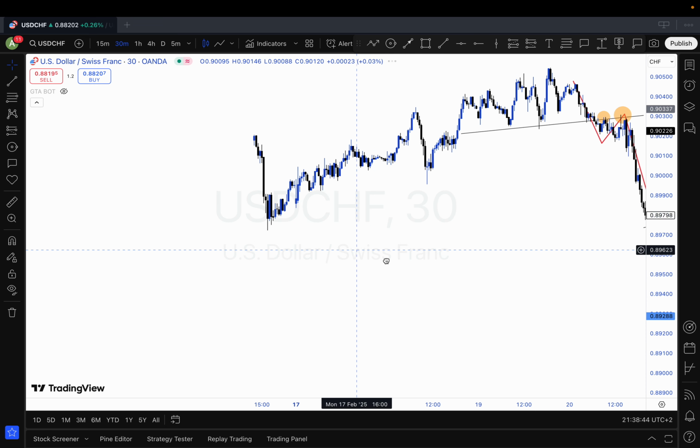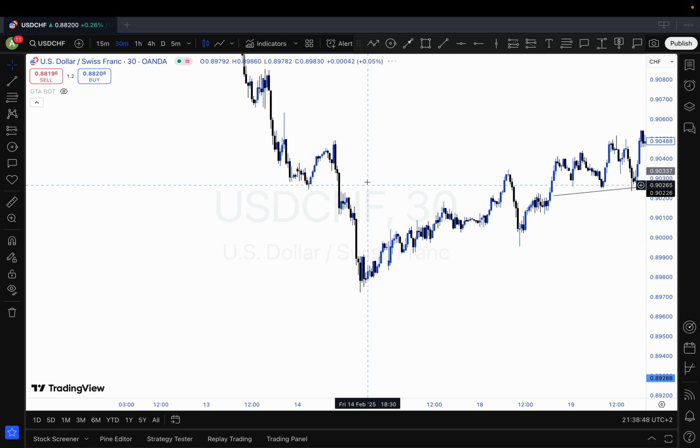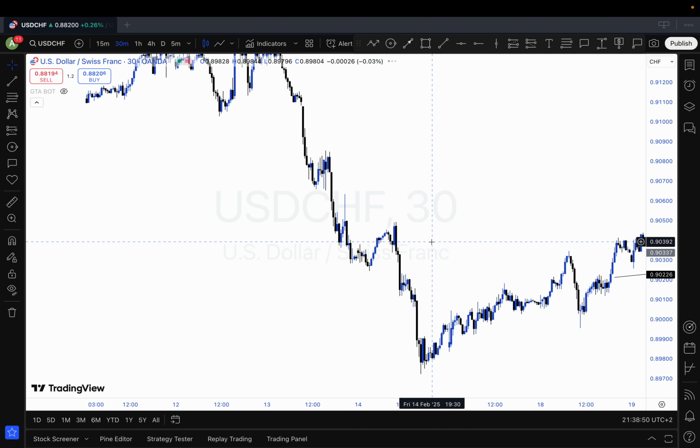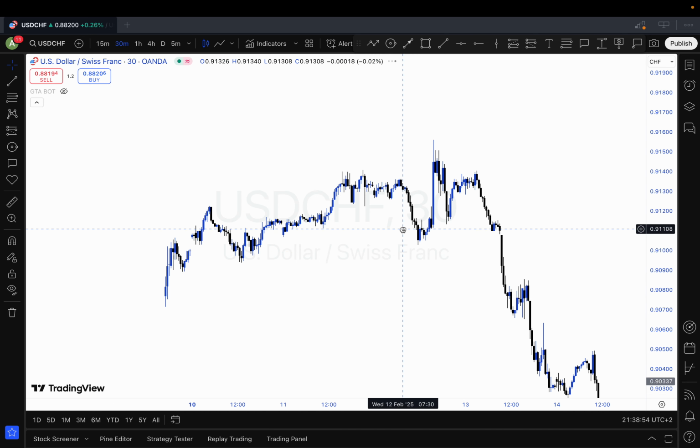So let's check another one. Hopefully we can find one that is not an uptrend. Maybe there's going to be a downtrend or sideways. Let's try to find that. Okay.